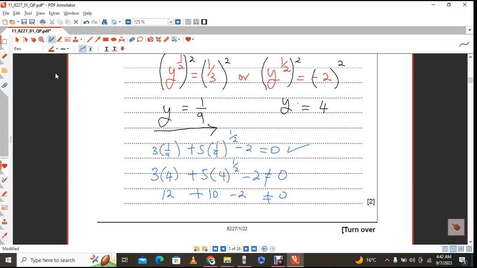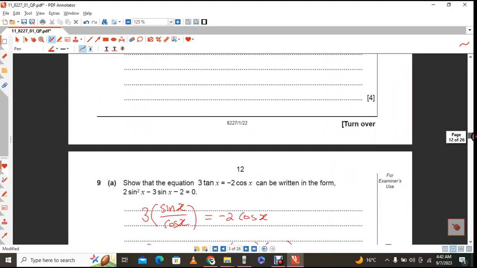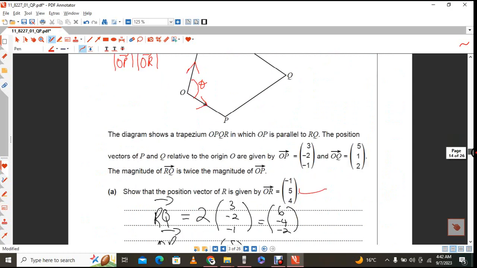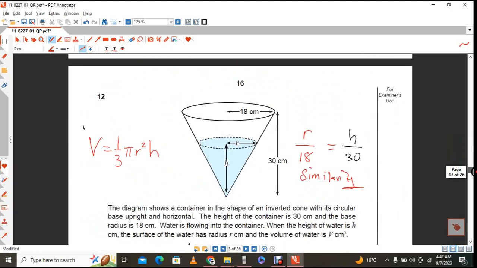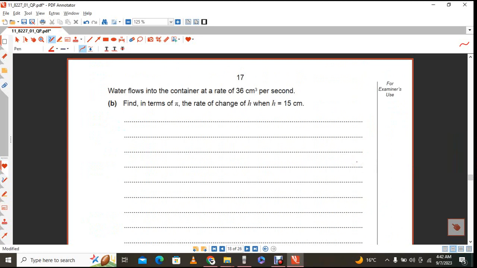Okay, let's just fast forward to question 12b. That's where I was interrupted, so I'm going to do that one over again. Question 12b, where are you at? Good, here we go. Question 12b. So, let's write down what we have so far.